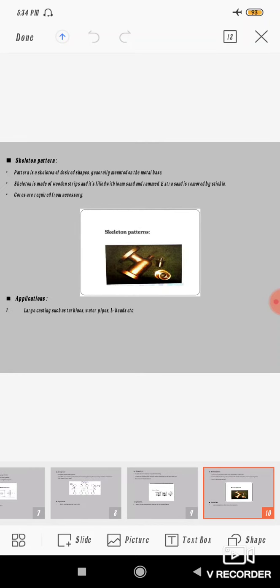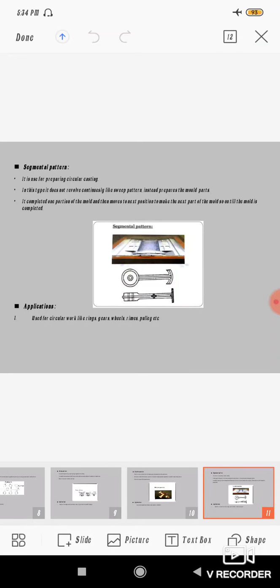Next is skeleton pattern. The pattern is a skeleton of the desired shape, generally mounted on a metal base. The skeleton is made of wooden strips and it is filled with loam and sand and ramed. Extra sand is removed by strickle. Cores are provided where necessary. This is the skeleton pattern. Applications: large castings such as turbines, water pipes, and L bends, etc.